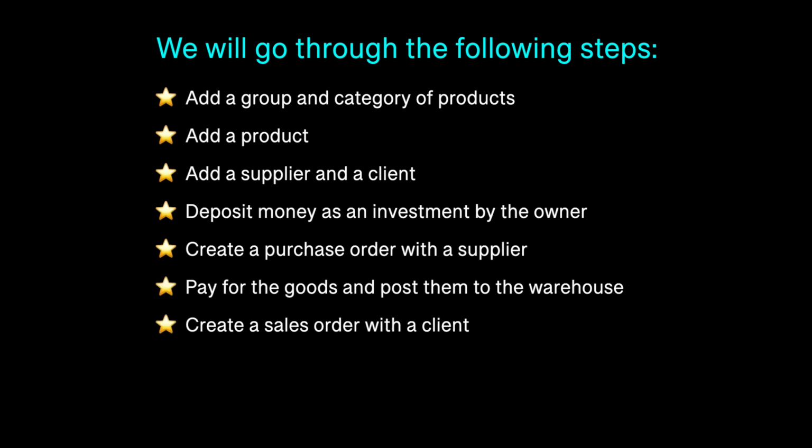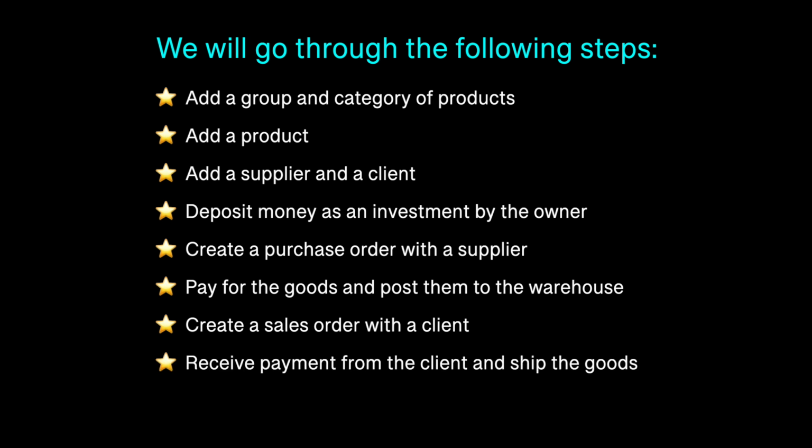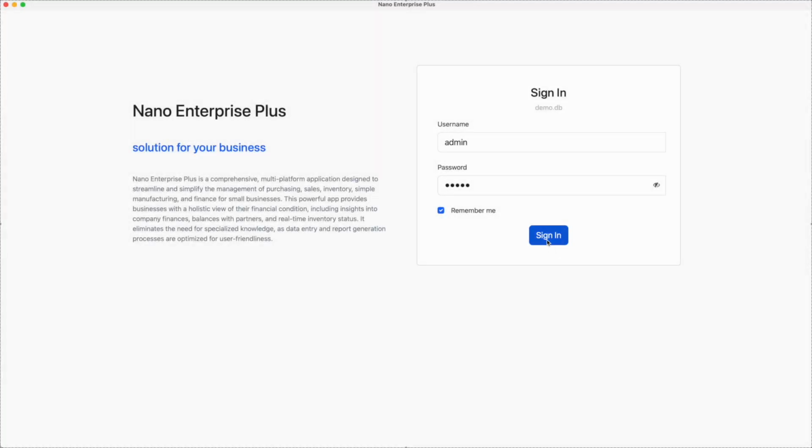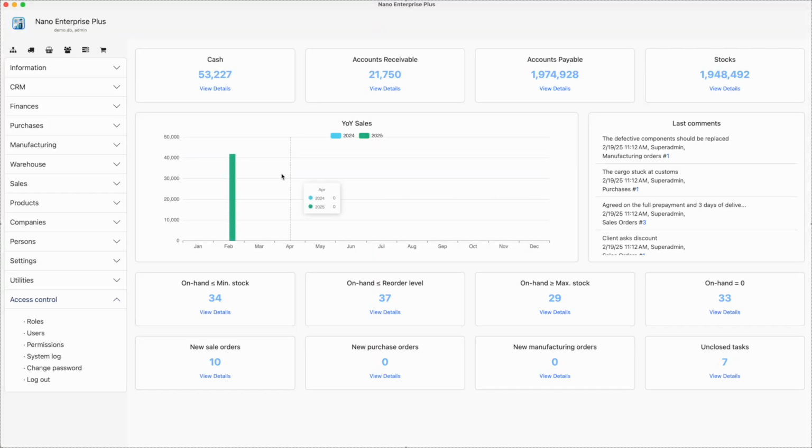Create a sales order with a client. Receive payment from the client and ship the goods. Calculate the earnings from this deal. Now, let's follow these steps in detail.